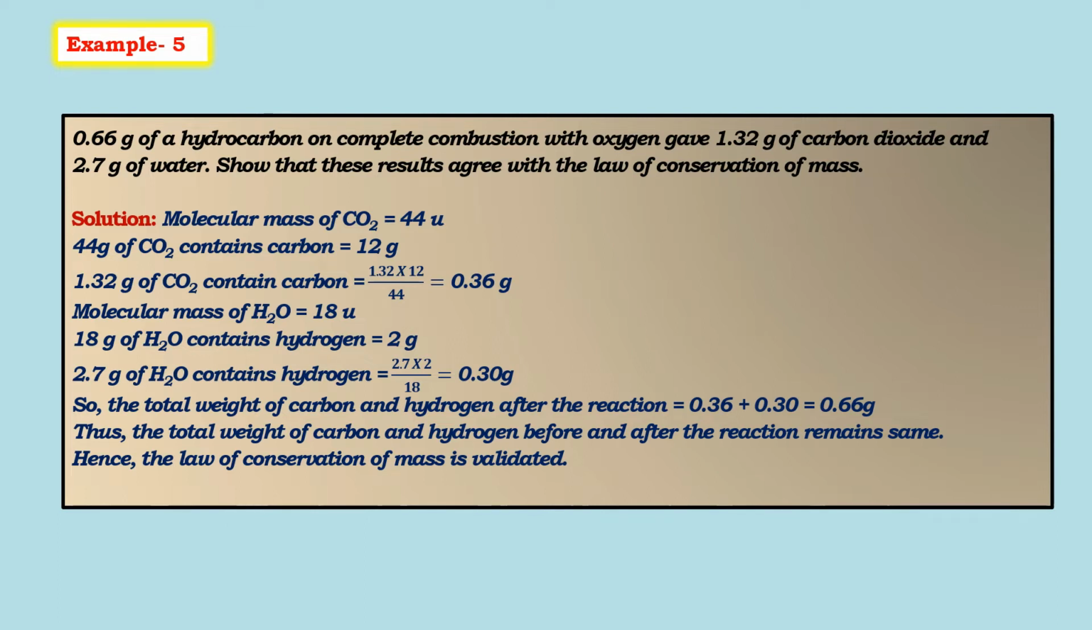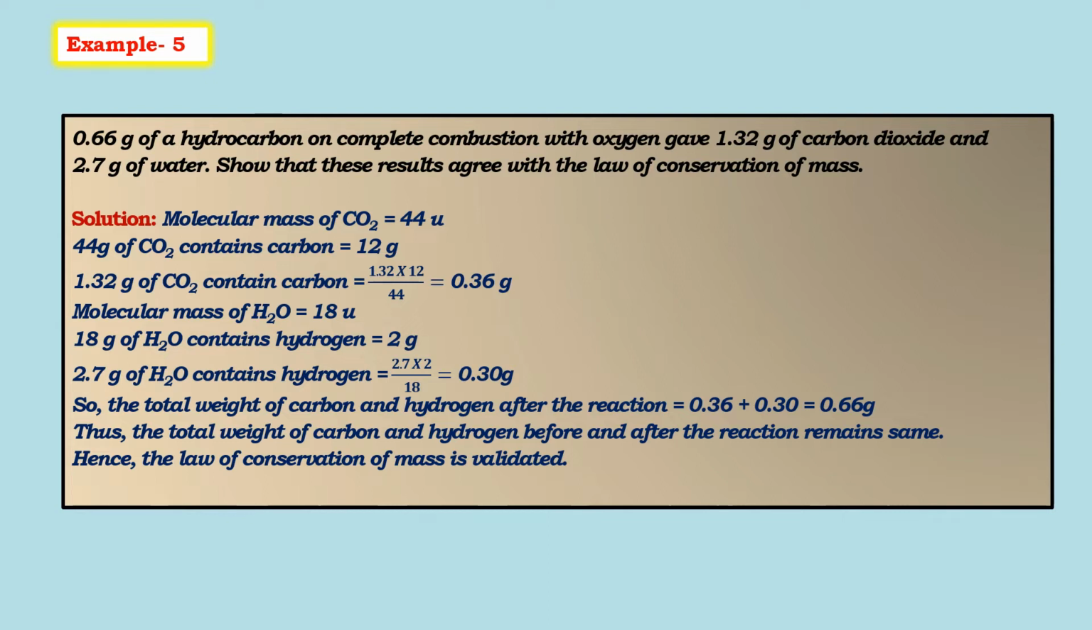Here, the molecular mass of carbon dioxide is equal to 44 units. So 44 gram of carbon dioxide contains carbon 12 gram. That means 1.32 gram of carbon dioxide will contain carbon 1.32 into 12 divided by 44, that is equal to 0.36 gram.